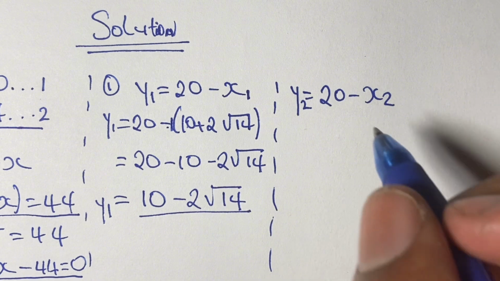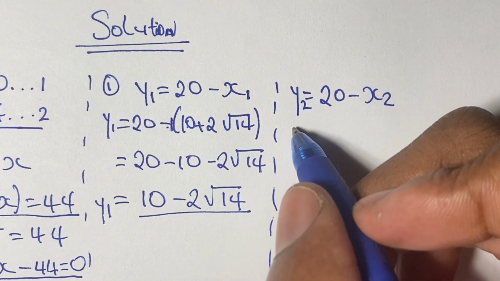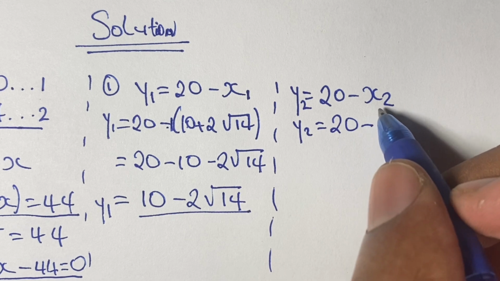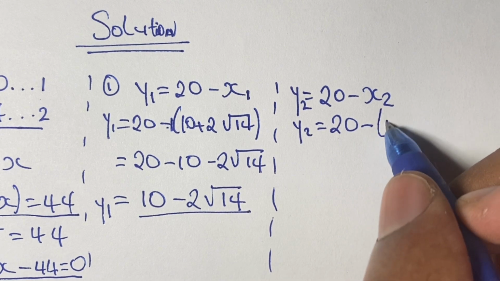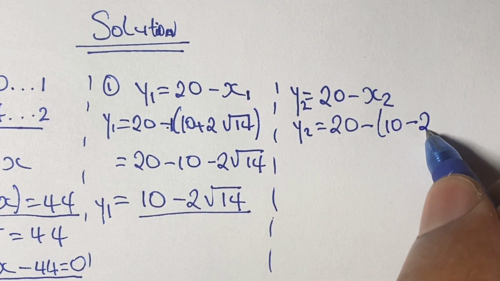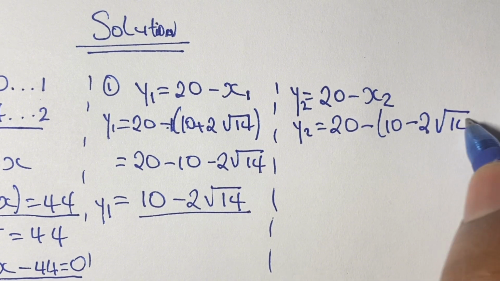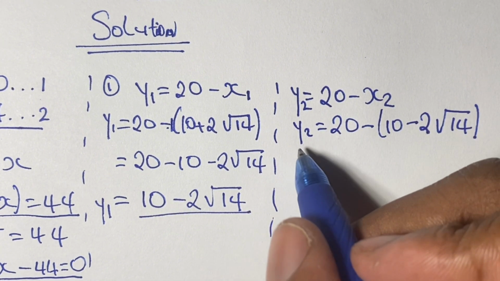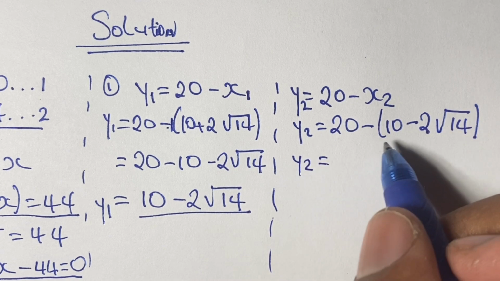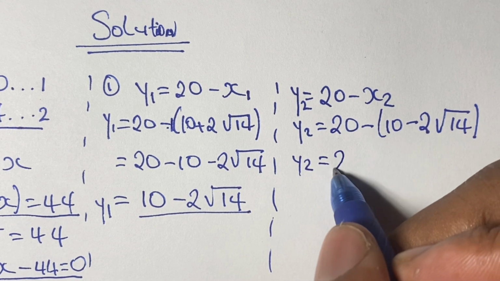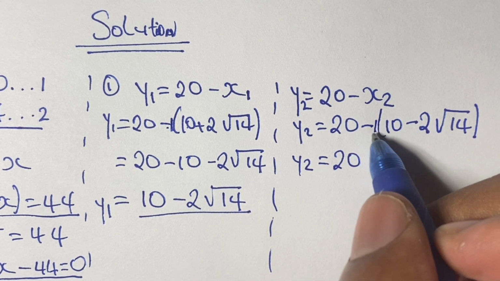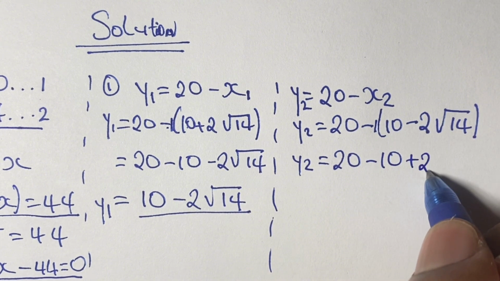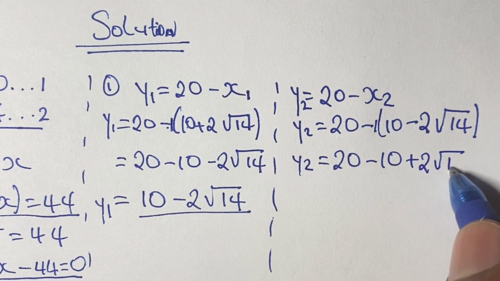Now let's go over to the other side. We have y2 is equal to 20 minus x2. And that is written out as y2 is equal to 20 minus the value of x2, which is 10 minus 2 root 14. And doing this equation again, we can see here that we have 20 and also the negative 1 here is going to make this a negative 10, and the negative 1 times negative 2 is also going to give us a different operation, which is a positive 2 root 14.